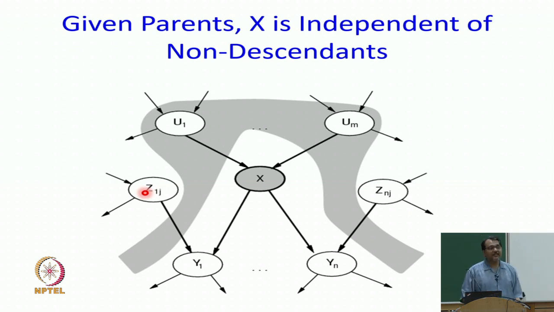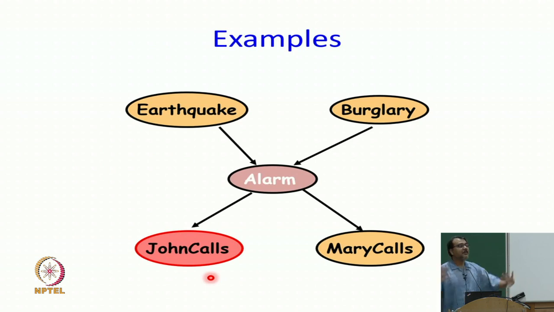This is exactly the case where earthquake and burglary are the two parents of alarm. By knowing earthquake and alarm, do I know something about burglary? Yes. But otherwise, by knowing earthquake alone, do I know something about burglary? It is exactly the same setup. Earthquake and burglary are independent of each other, but by knowing alarm, they become dependent on each other.